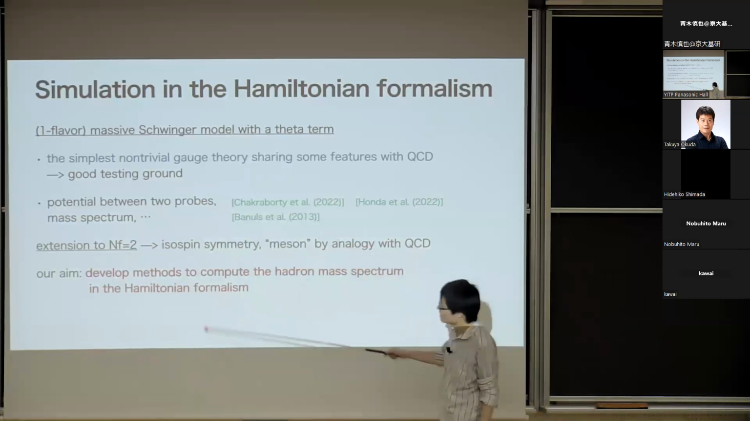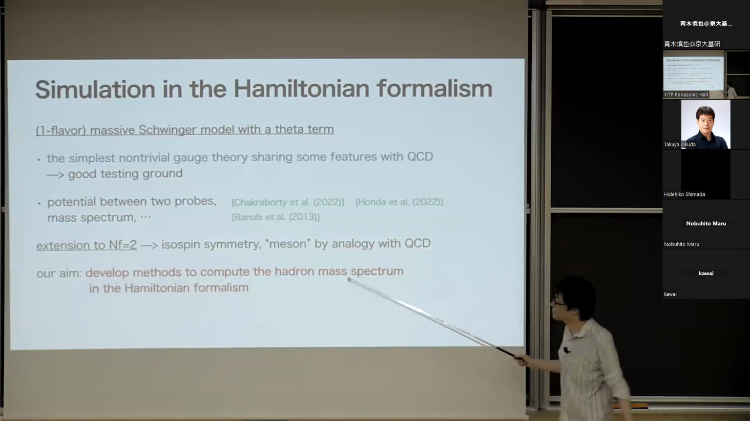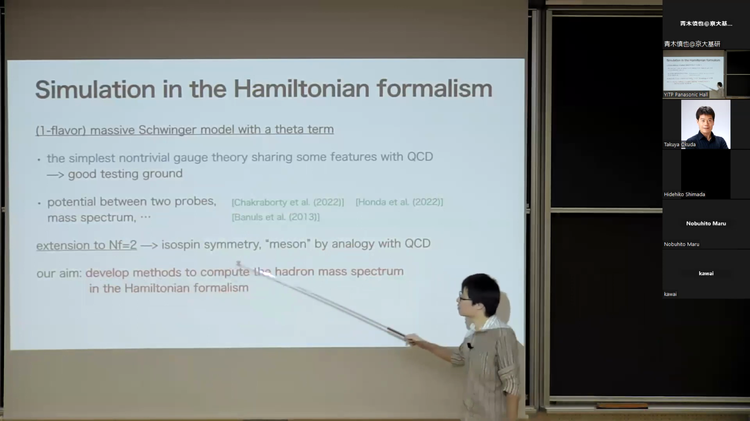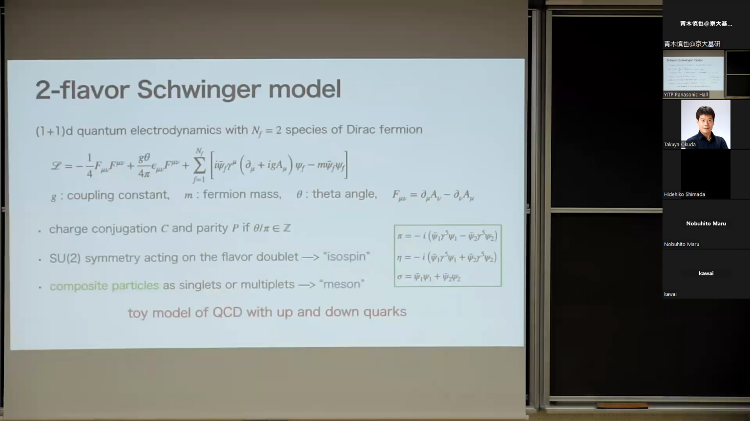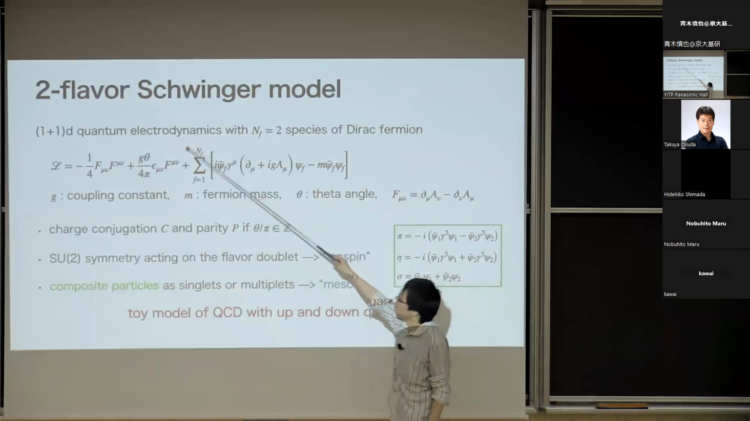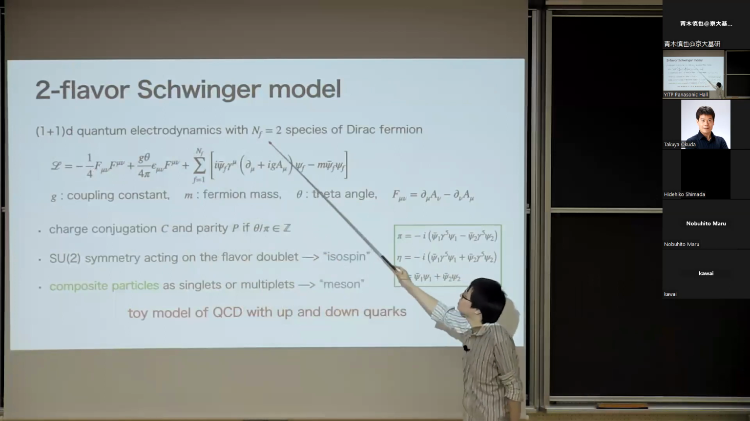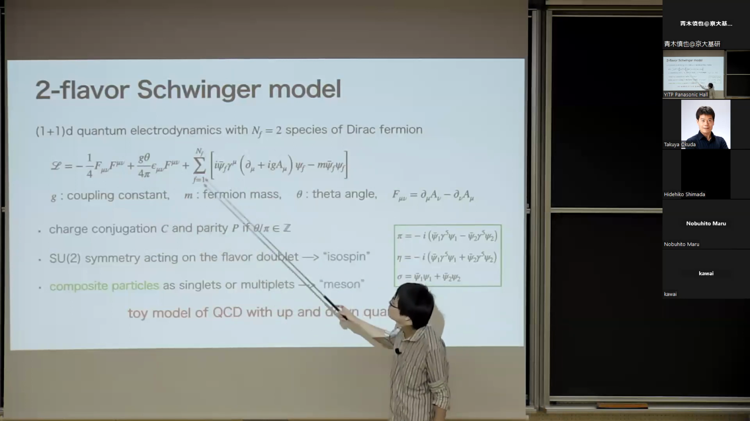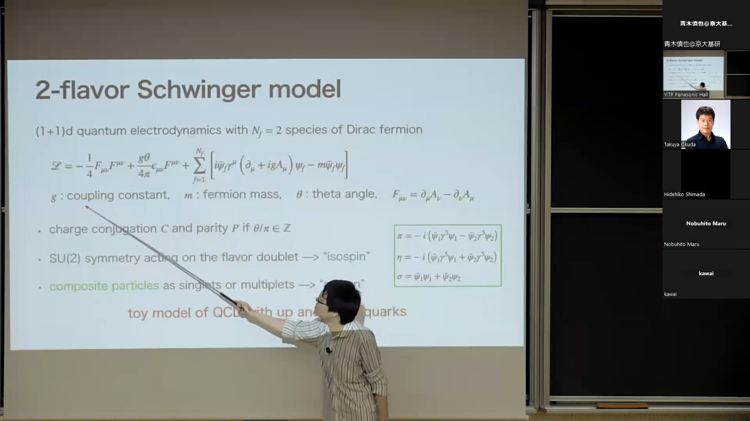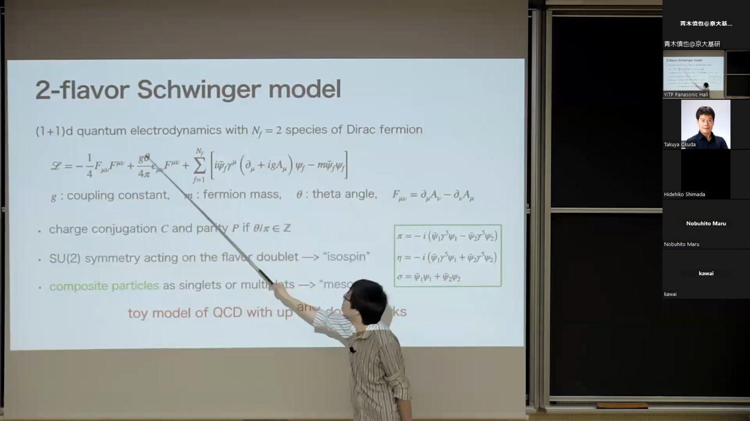So our aim of this work is to develop a method to compute the hadron mass spectrum in the Hamiltonian formalism. We are focusing on the two-flavor Schwinger model. Let me explain briefly the two-flavor Schwinger model. This model is 1+1D quantum electrodynamics with two species of Dirac fermion, and the Lagrangian is given by this. There are some parameters. g is the coupling constant, m is the mass of the fermion, and theta here is the theta angle.